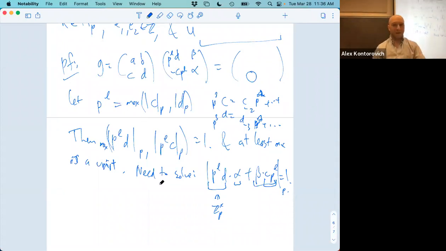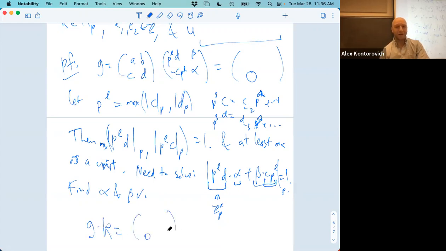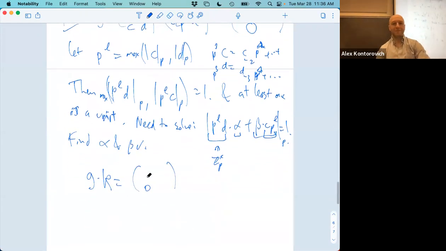So it's clear that I can find such an alpha and beta. Check. Okay, so we found a compact. So far we have that G times something in the compact is equal to 0, and then a couple of things. Let's call this T1, T2, and I'm not even going to name this guy yet. So far, so good. G times something in the compact has been made upper triangular by this process.